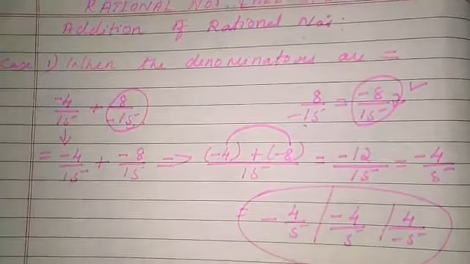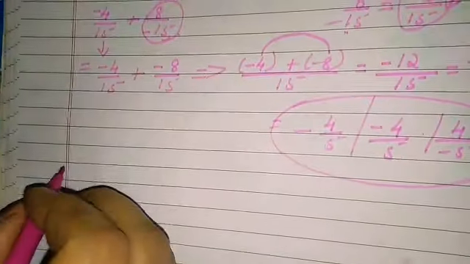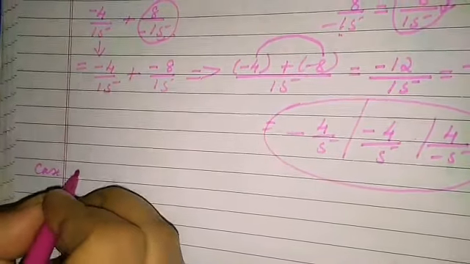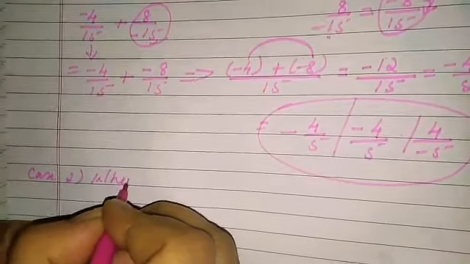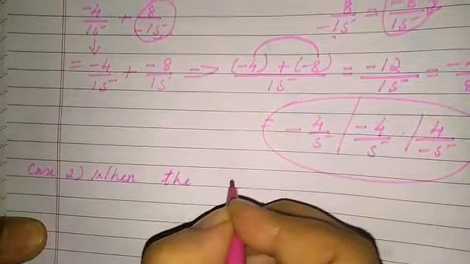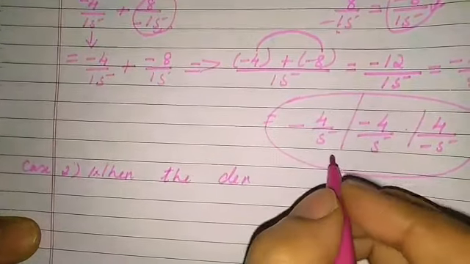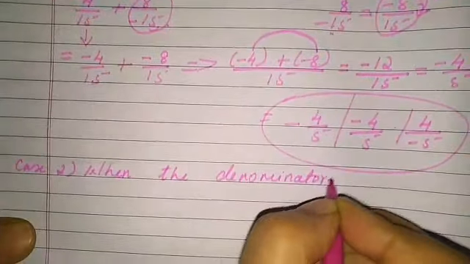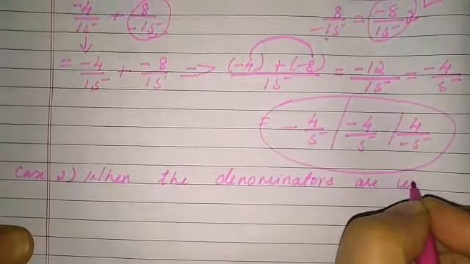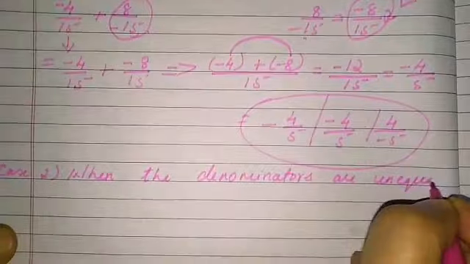Okay, now let's go ahead and do the second case, the case number 2. The case number 2 is when the denominators are unequal. When the denominators are unequal.